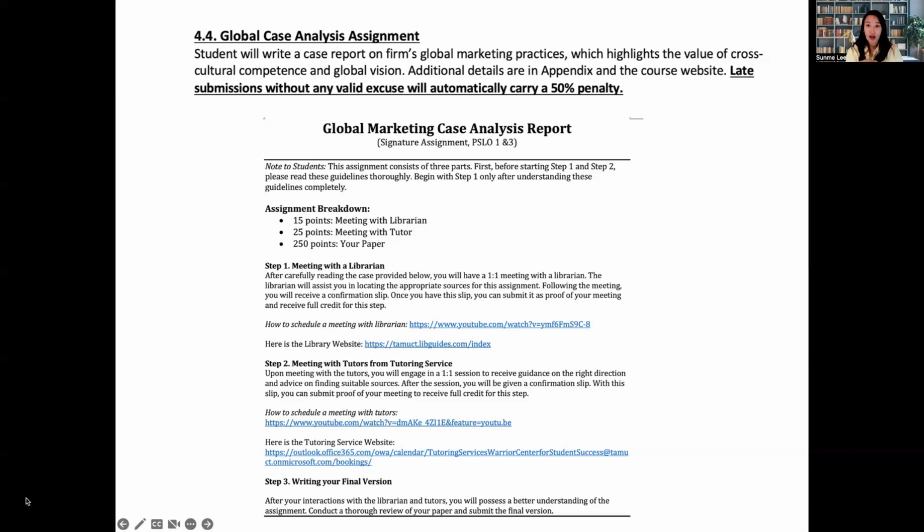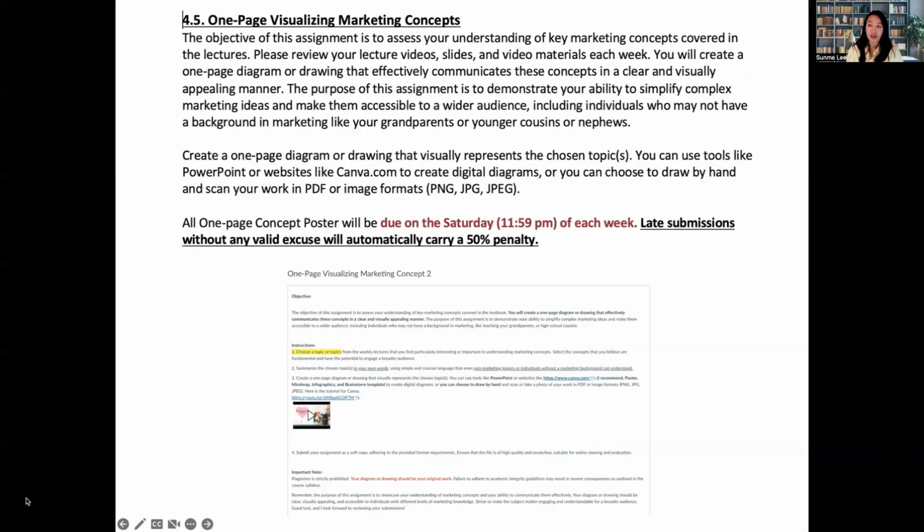And once you learn how to find the right materials, the next step is a mandatory meeting with the tutor. With that tutor, you can discuss whether your paper is in the right direction, and the tutor will suggest, oh, you should not do it this way, but this way. They will guide you and advise you how you can do this research paper better. Then for your final work, you can submit your own paper, and then you will be evaluated. I provide very detailed guidelines on how you can meet with the librarian and with the tutoring service. So keep in mind that with this paper, you have great backup and great support from our university resources.